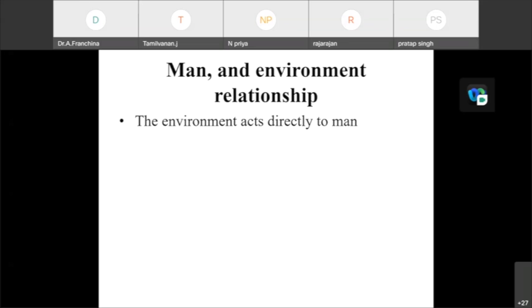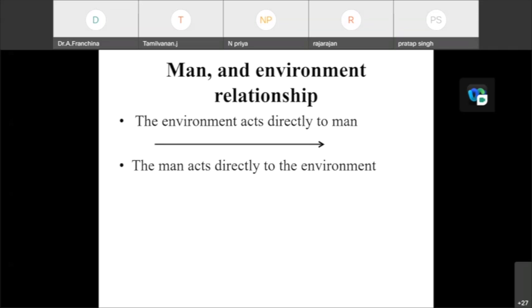First one, how the environment acts on us. The environment acts directly on man, that is, the human being. So the environment is in direct contact with us. And the next one is that man also acts directly on the environment.